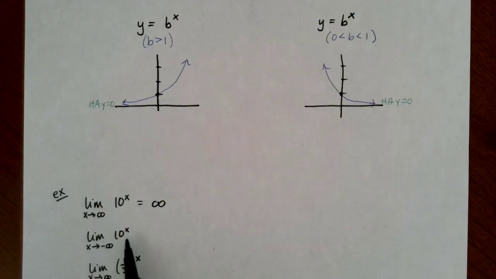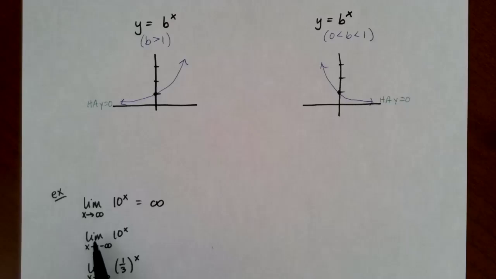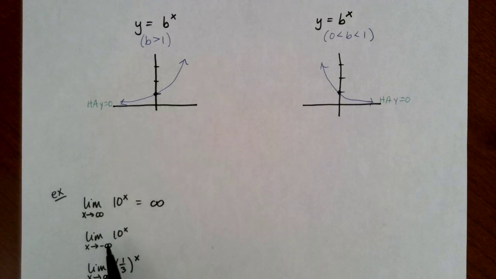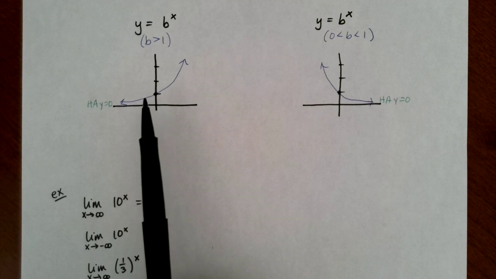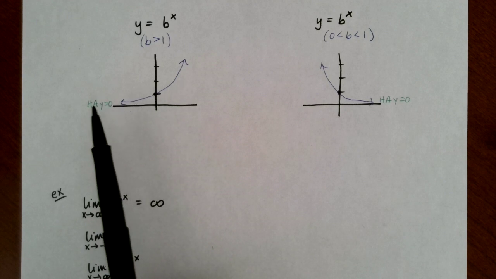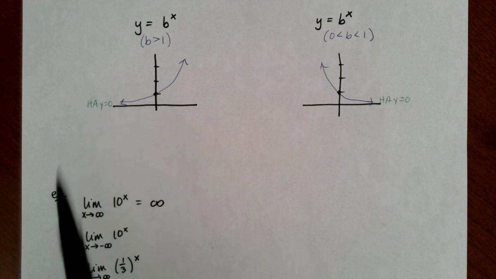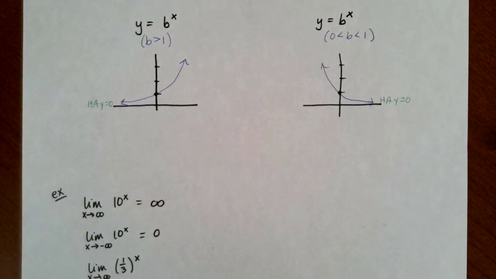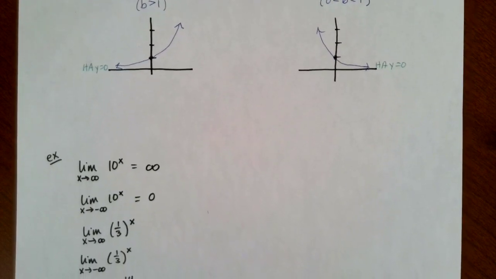The next limit uses the same function, but it's the limit as x approaches negative infinity. So I'm still thinking about the 10 to the x graph being one of these increasing ones. As x approaches negative infinity means the far left end of the graph. And this is the part that's kind of asymptoting out towards 0. So this limit is 0. Let's try a few more.